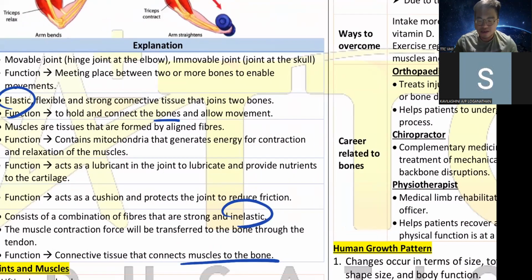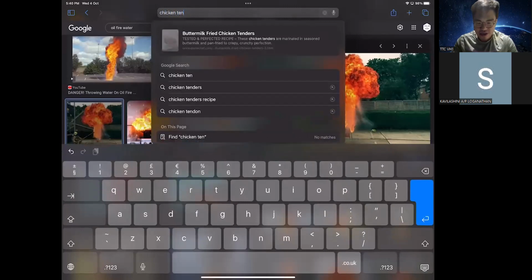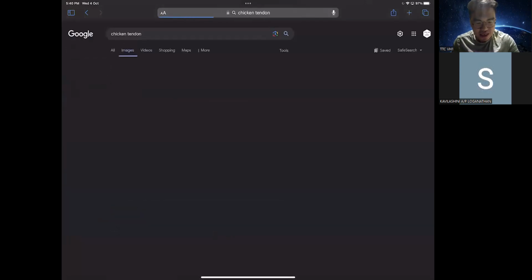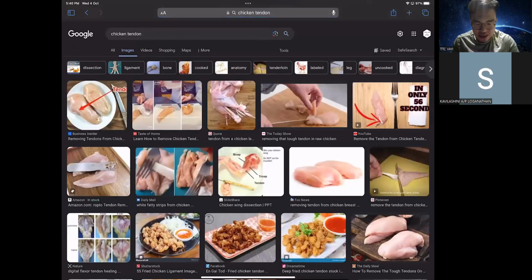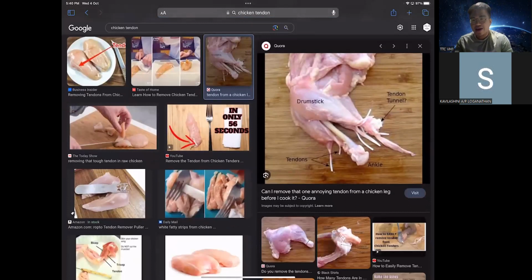What does a tendon look like? Okay, let me show you. Sometimes when you eat chicken, you'll see one, something like this, the end there, and it's usually hard. You cannot chew it.